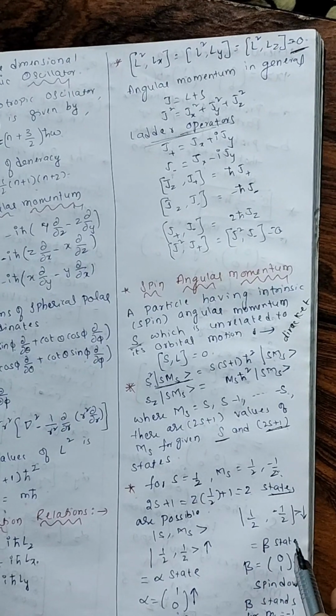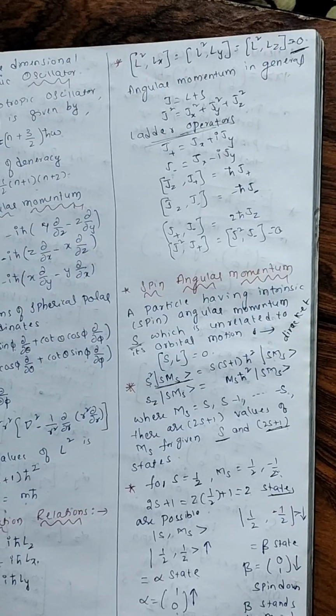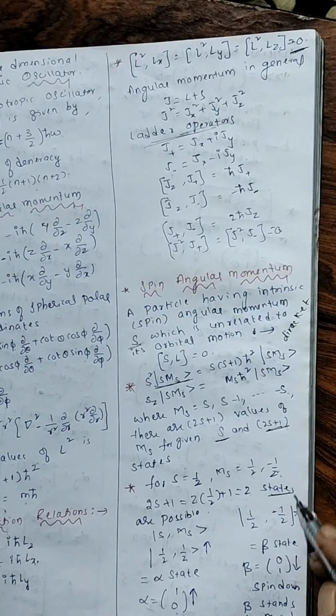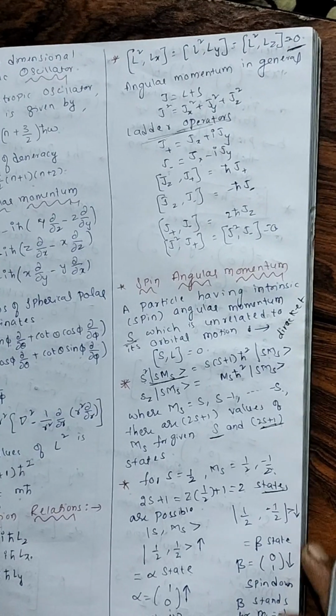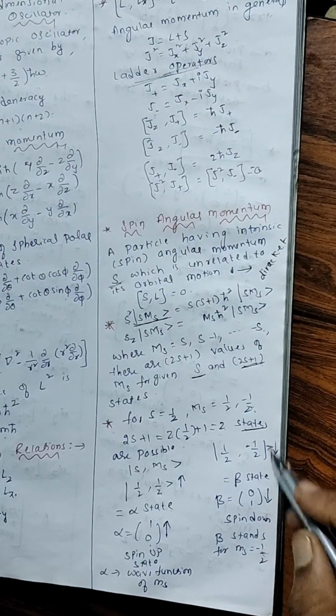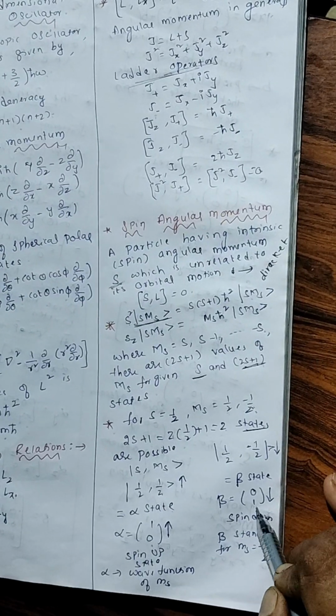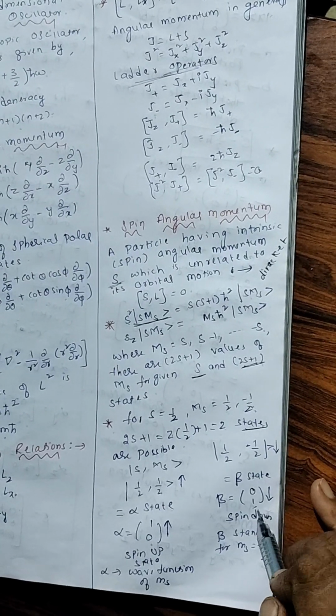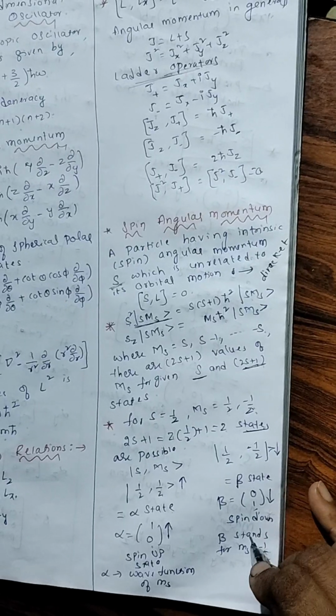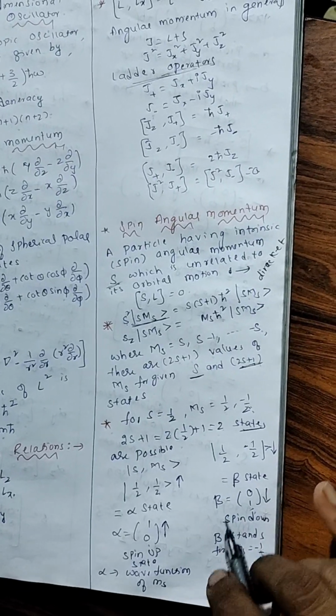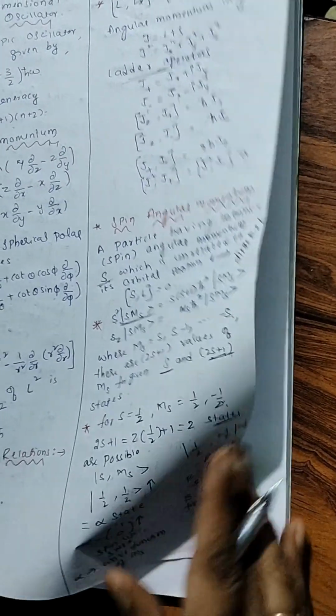We call it beta state. Beta stands for MS equal to minus half. This is down spin. It indicates down spin. So 0, 1. Beta value I wrote 0, 1. Okay. It indicates MS values. Alpha indicates wave function of MS. Right.